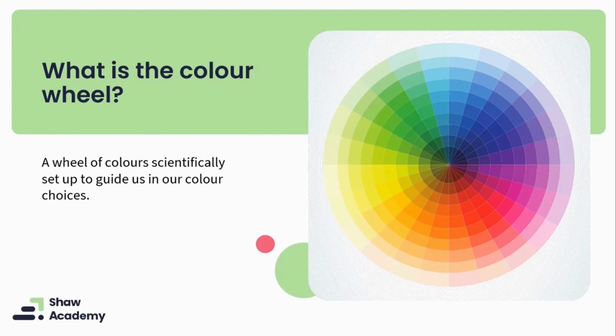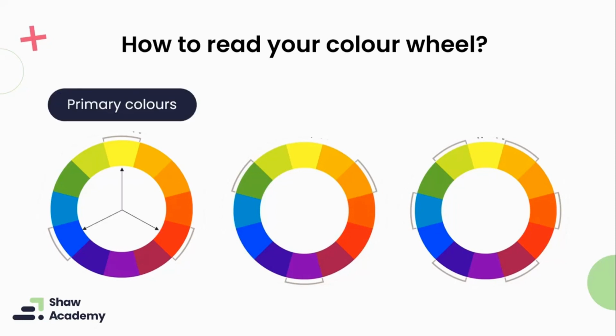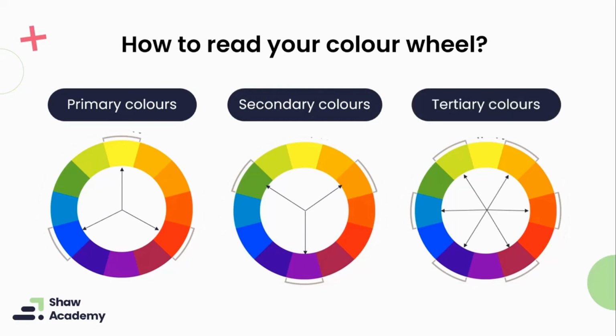I'm sure most of you have seen this color wheel or this chart before, but haven't quite been able to read it or understand it correctly. If that's the case, let's look at how we read our color wheel. So in essence, your color wheel is divided into 12 colors with 3 main color categories. Firstly, we've got our primary color category. We have our secondary color category, and thirdly, our tertiary color category.